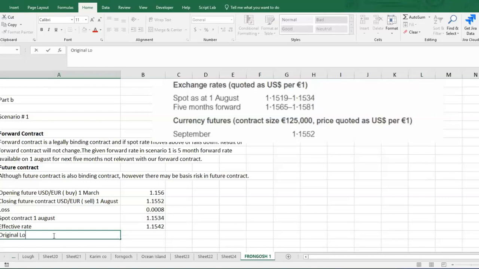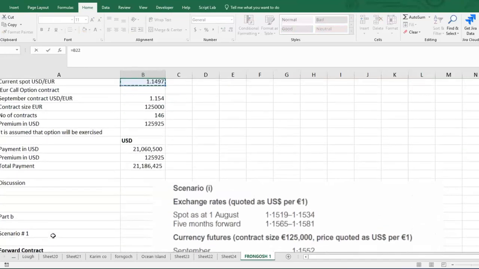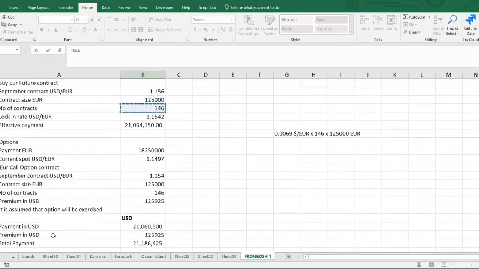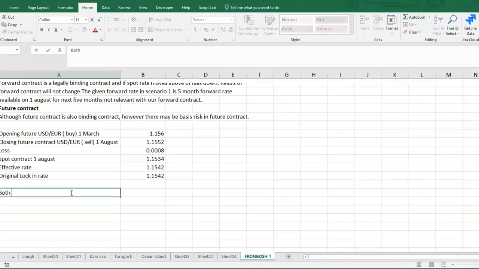What is our original effective rate? Remember, what was our original effective rate, the lock-in rate? Same, 1.1542. So both are the same. So in this case, the company is not facing any basis risk.